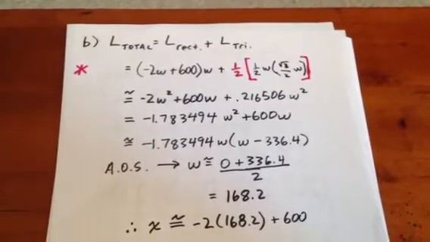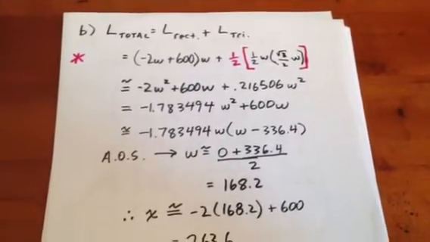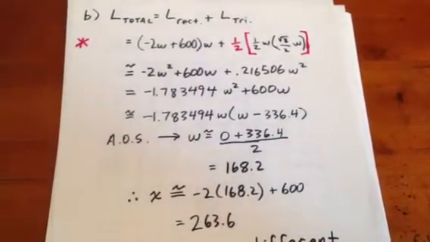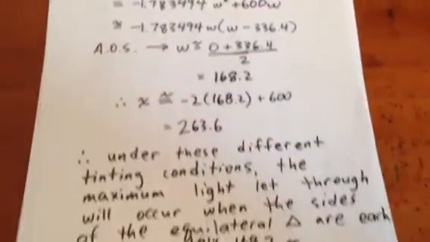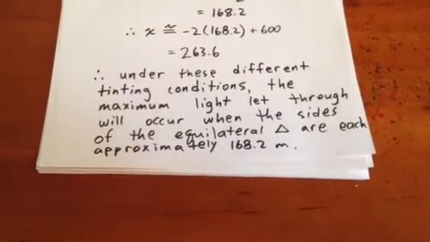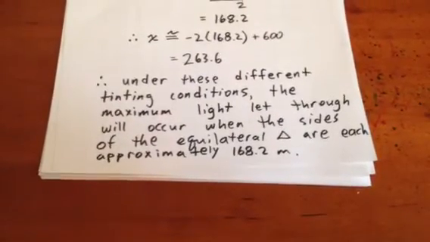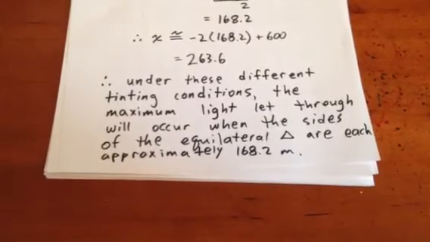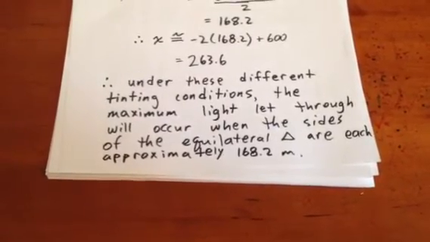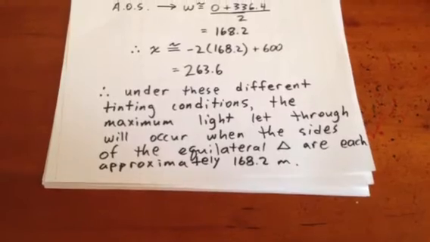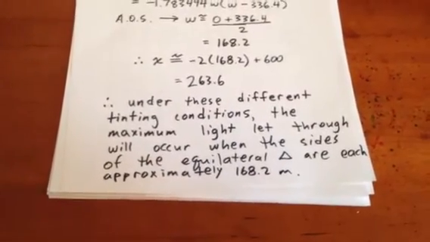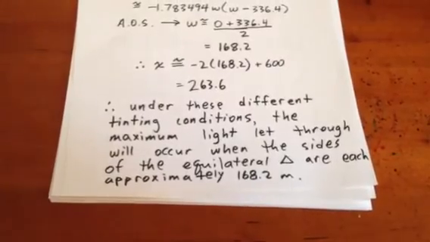At that point, we find the axis of symmetry. We get that w is approximately 168.2 and x is approximately 263.6. So that means that under these new conditions, the maximum light let through will occur when the sides of the equilateral triangle are each approximately 168.2 meters, and the other sides of the rectangle are 263.6 meters.